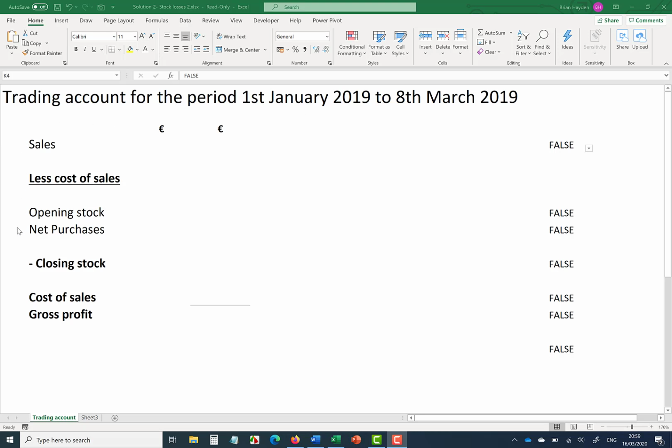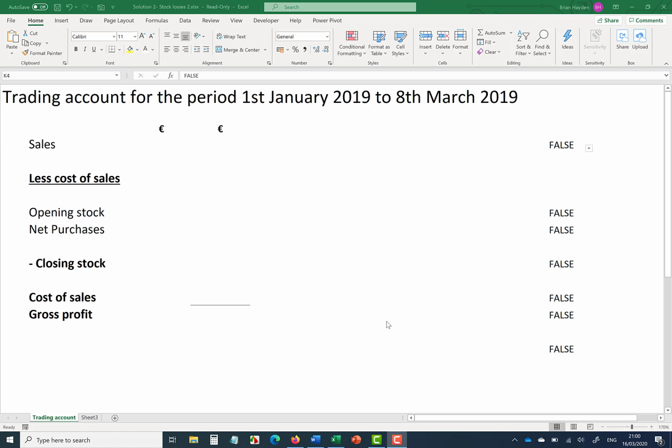I've set out the text template for the trading account. This is something you studied in semester 1, so you should recall that the trading account consists of sales and cost of sales. Cost of sales consists of opening stock, that's stock at the start of the period, purchases during the period, and closing stock at the end of the period. That gives you cost of sales, and sales value minus cost of sales value gives you gross profit. So remember, we're trying to find out the value of closing stock. In other words, how much stock did we have on the 8th of March 2019?